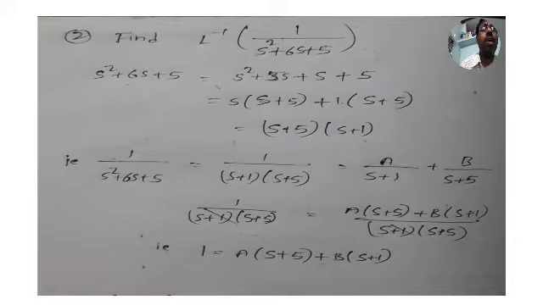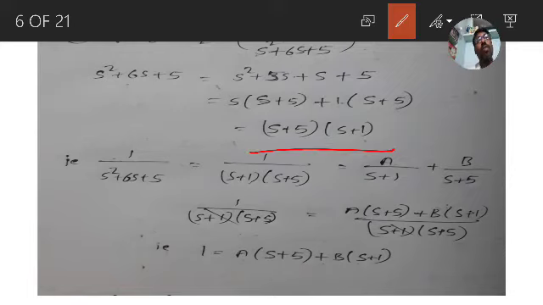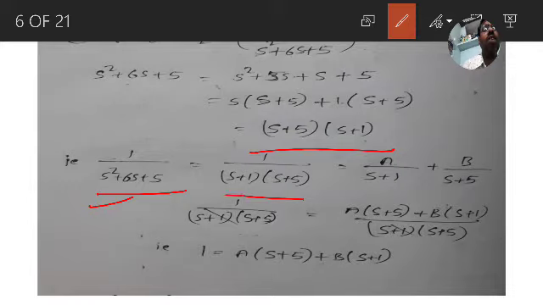Take s common from the first two terms and 1 common from the last two, leaving s plus 5 common. Therefore this quadratic expression becomes s plus 1 into s plus 5. Now, in place of s square plus 6s plus 5 you can write s plus 1 into s plus 5, and using partial fractions, for s plus 1 it is A by s plus 1 and for s plus 5 it is B by s plus 5.